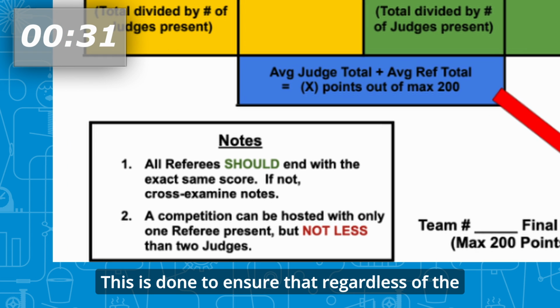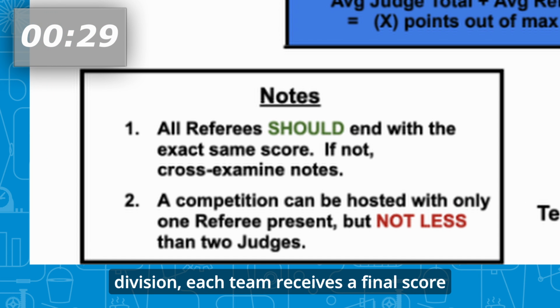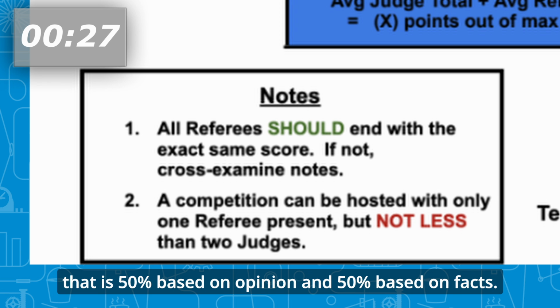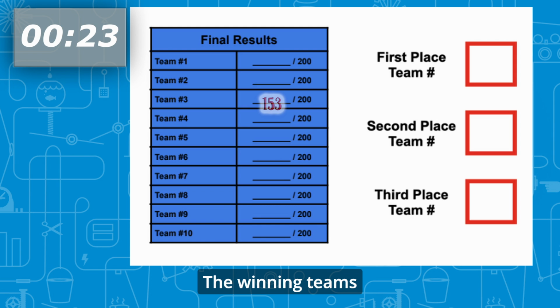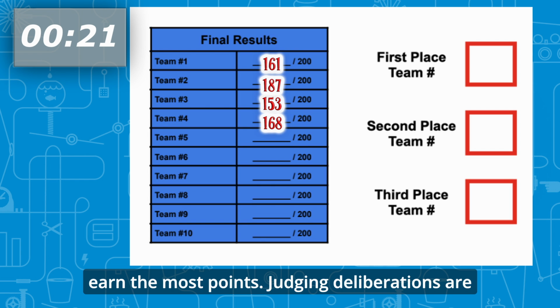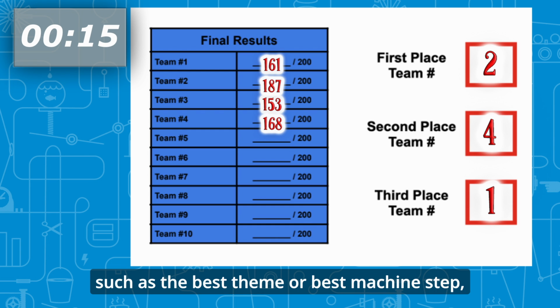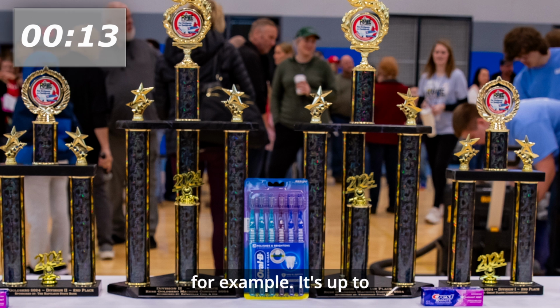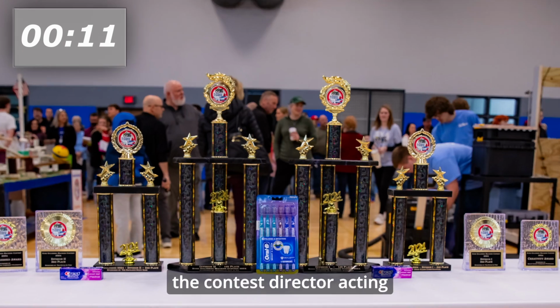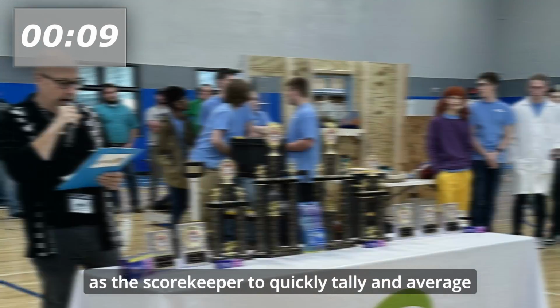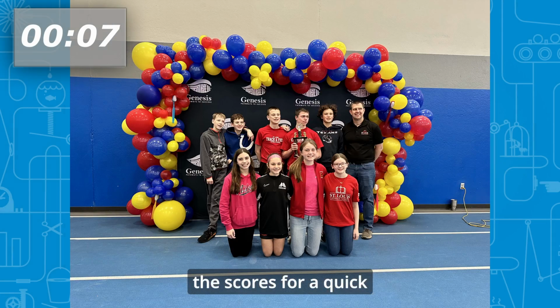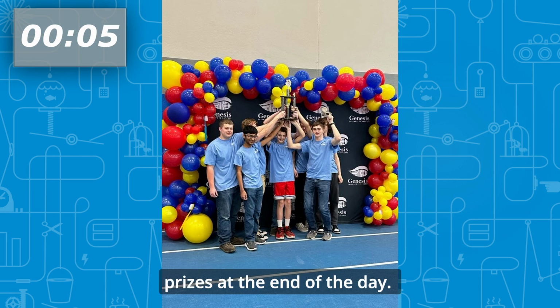This is done to ensure that regardless of the division, each team receives a final score that is 50% based on opinion and 50% based on facts. The winning teams are simply the ones who earn the most points. Judging deliberations are really only necessary if providing extra awards, such as the best theme or best machine step, for example. It's up to the contest director acting as the scorekeeper to quickly tally and average the scores for a quick turnaround to hand out the prizes at the end of the day.